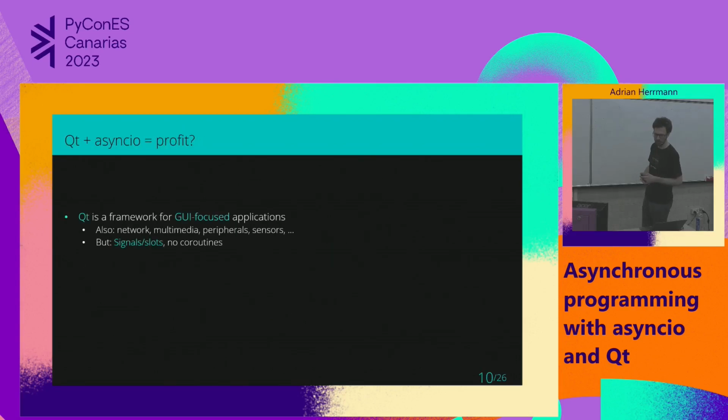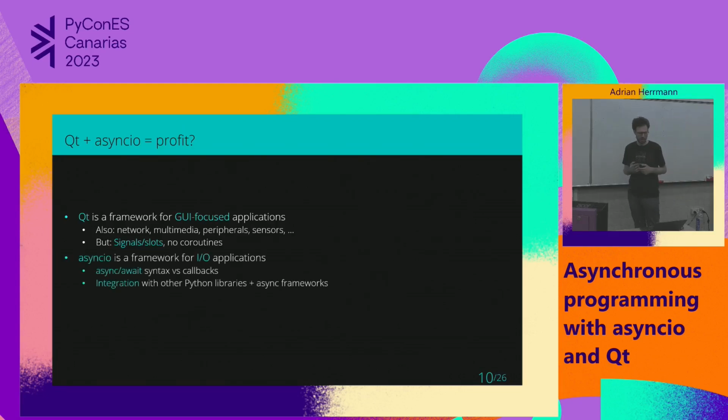So we've introduced Qt and we've introduced AsyncIO. Now the question is, how can we bring these disparate concepts together? Remember, Qt is a framework for GUI-focused applications. We don't have coroutines, we have the signal slot mechanism. In AsyncIO, we do have async await syntax instead of callbacks. We have coroutines. It's a framework for I/O applications, and we've got integration with other Python libraries and async frameworks. And what do they have in common? They're both based on an event loop.